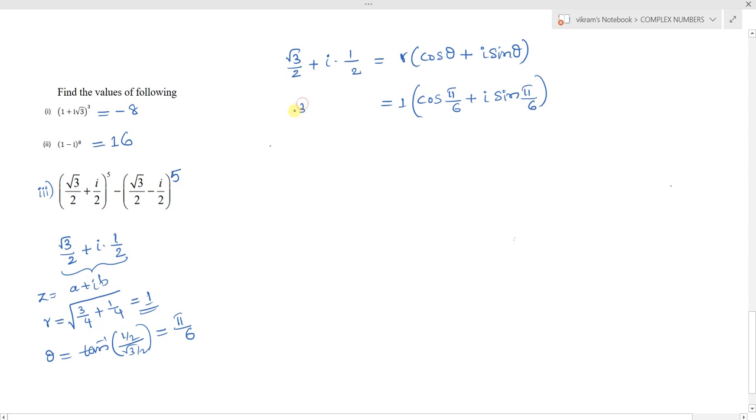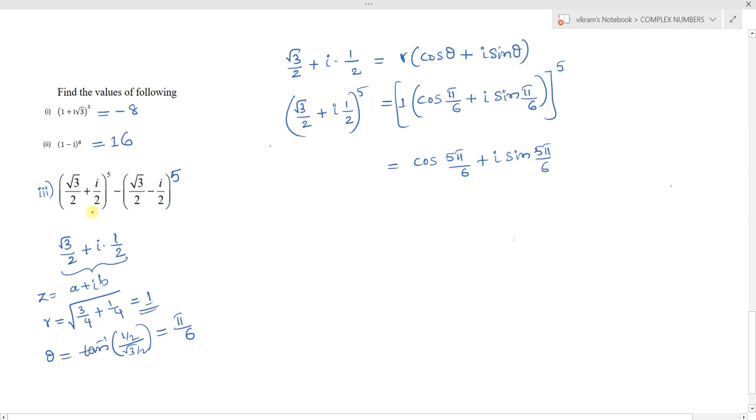Now the question is given as root 3 by 2 plus i times 1 by 2 whole power 5. Now apply the De Moivre theorem over here. We can write this as cos 5 pi by 6 plus i times sin 5 pi by 6.